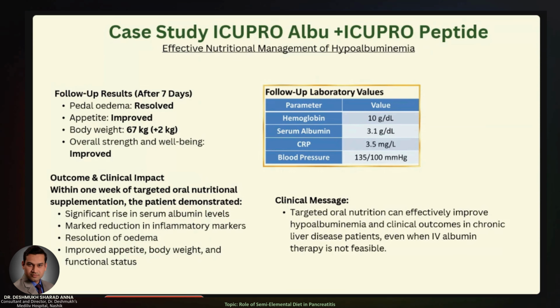Follow-up laboratory values: hemoglobin improved to 10, albumin improved to 3.1, CRP reduced, and blood pressure was stabilized. So the clinical message: targeted oral nutrition can effectively improve hypoalbuminemia and clinical outcome in chronic liver disease patients, even when IV albumin therapy is not feasible. Next.